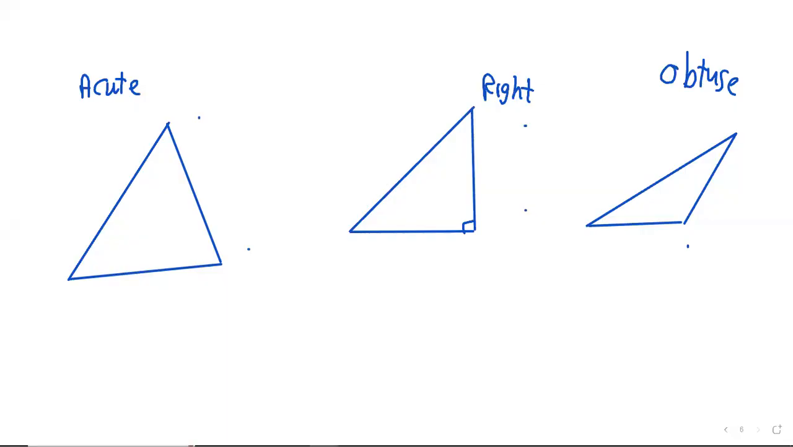The circle which passes through the vertices of a triangle is called the circumcircle of the triangle. Once again, the circle which passes through the vertices of a triangle is called the circumcircle of the triangle. The perpendicular bisectors of the sides of a triangle intersect at a point which is the center of the circumcircle.